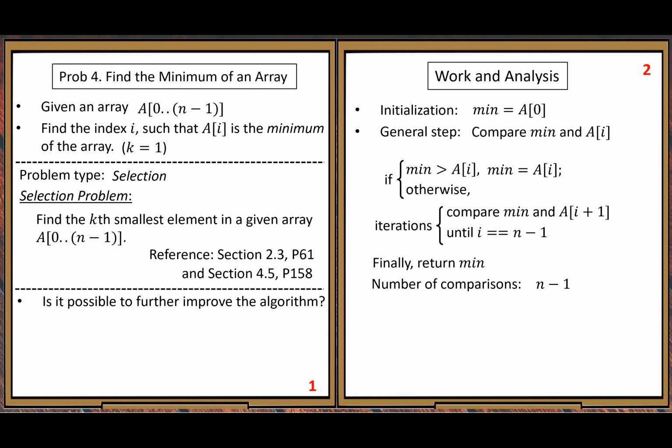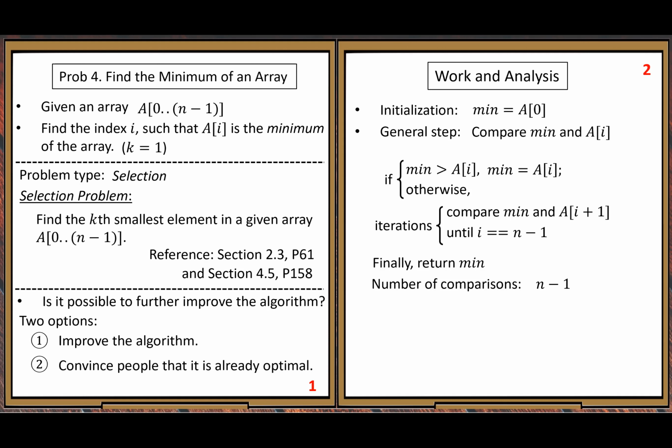So we need to answer this question. Two possibilities for this question. First, you can improve the algorithm. You find a way to improve it. That's the first option. But second one, you cannot improve. You try very hard, but you couldn't solve it. You couldn't make it.